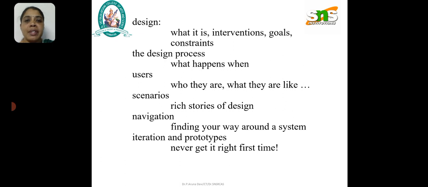Scenarios are the story of the design. It means we have to create some implementation for achieving the goals. Navigation means finding our way around a system. That means we have to find the exact environment for doing the project. So we have to have a clear-cut idea of navigating between the given user requirement and the goal. Iteration and prototype: never get it right the first time. That is, the first time we have to design a project in the correct manner.